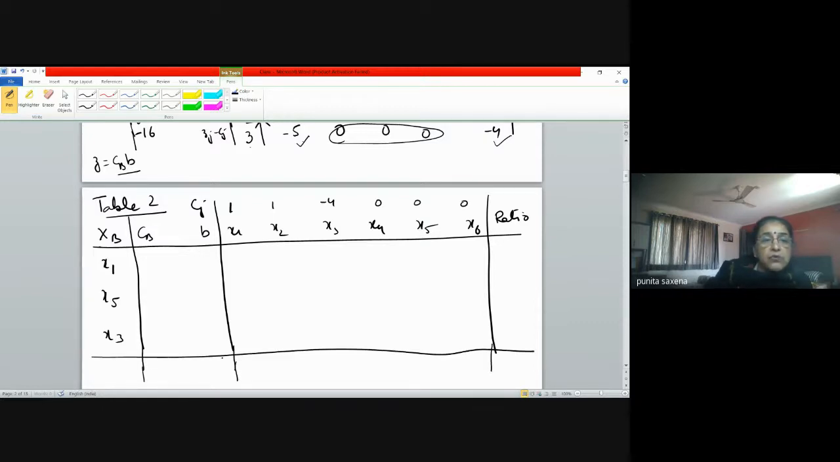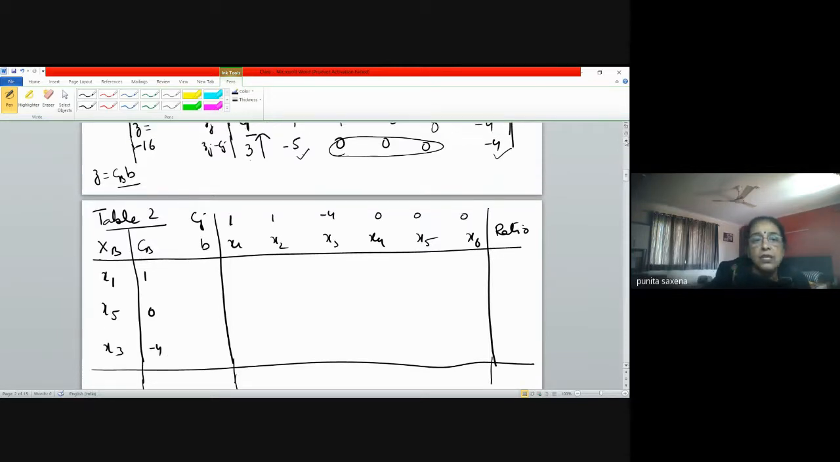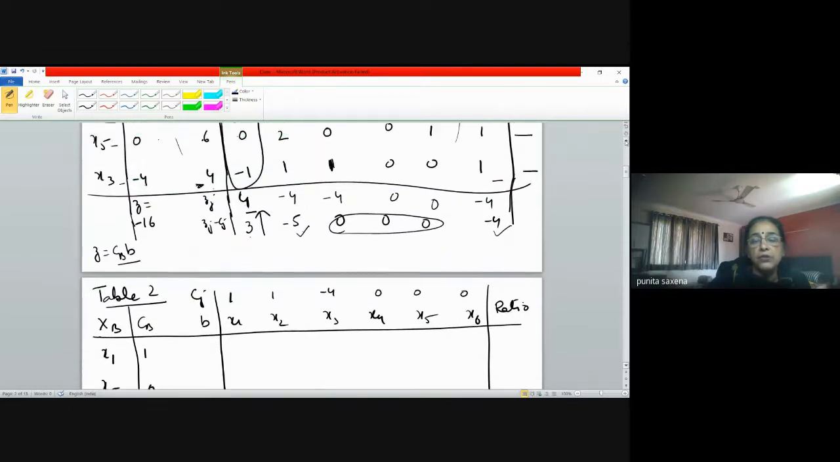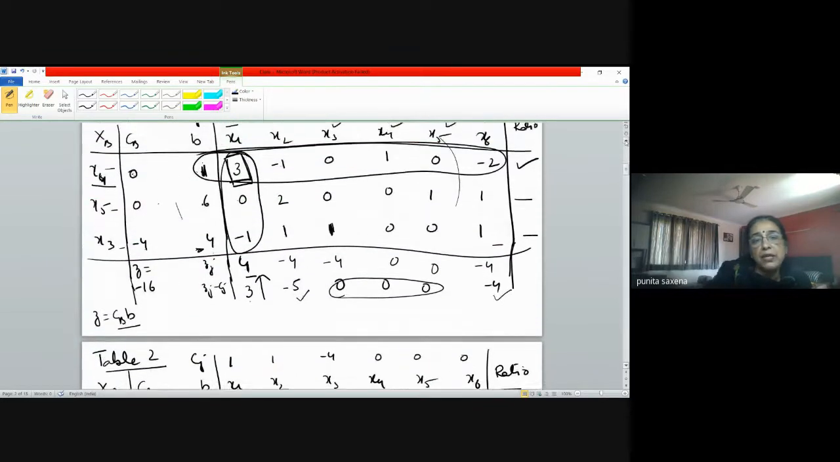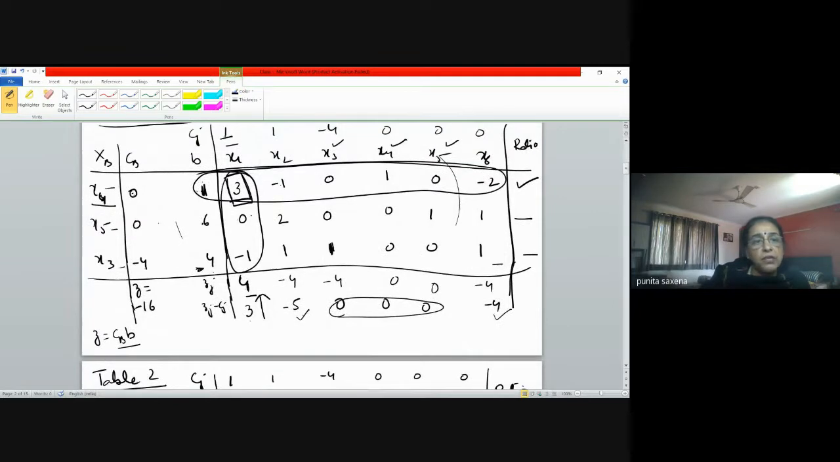And what is the coefficient of x1? 1, c5 0, c3 minus 4. Now start making the changes. Now we have to change our R1 first. So we have to define our new R1. And what will be new R1? Old R1 by 3.